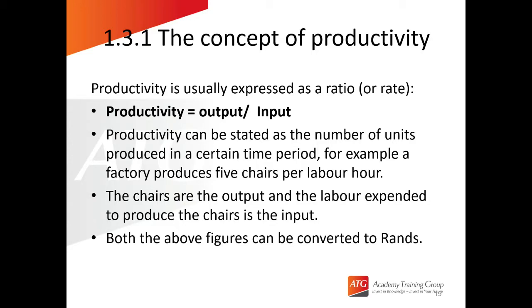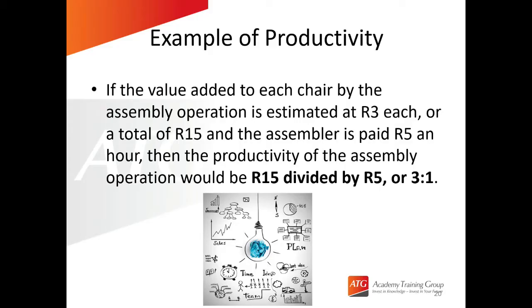Productivity can be stated as the number of units produced in a certain time period. For example, a factory produces 5 chairs per labor per hour. The chairs are the output, and the labor expended to produce the chairs is the input. Both the above figures then can be converted to rands. For example, if the value added to each chair by the assembly operation is estimated to be 3 rand each, or a total of 15 rand, and the assembler is paid 5 rand an hour, then the productivity of the assembly operation would be 15 rand divided by 5 rand, or 3:1.